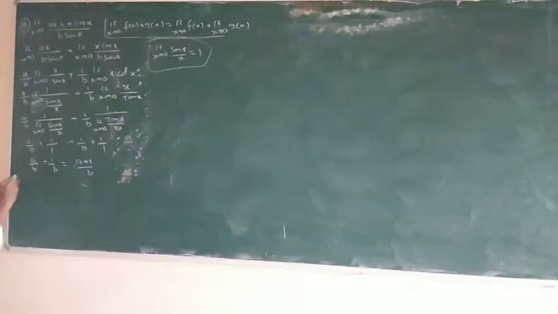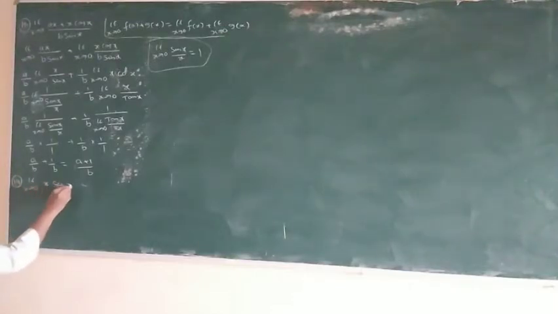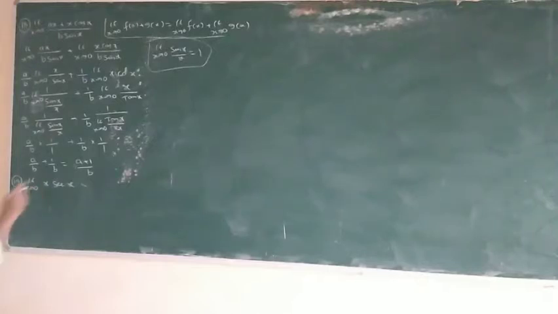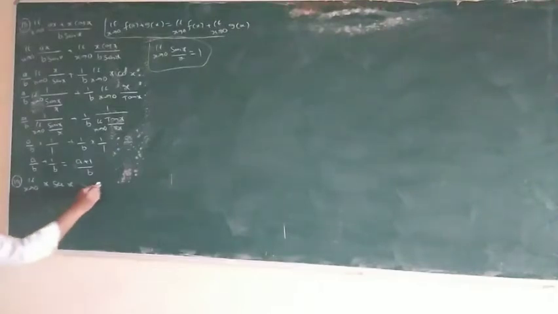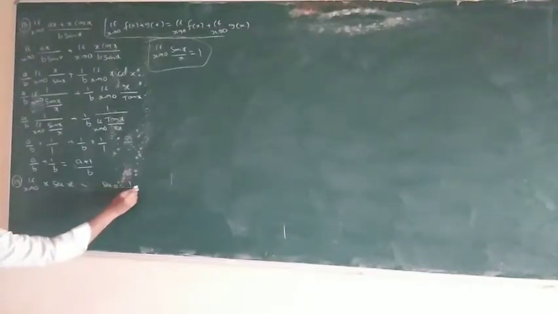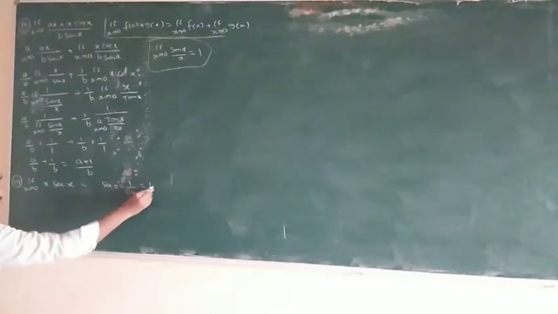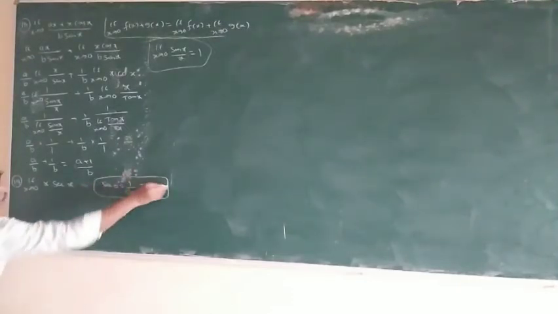Next one: limit x tends to 0, x into secant x. So x tends to 0 means secant 0. Secant 0 is equal to 1 by cos 0. Cos 0 is equal to 1. So secant 0 degrees is equal to 1 by cos 0 degrees, which is 1 by 1.